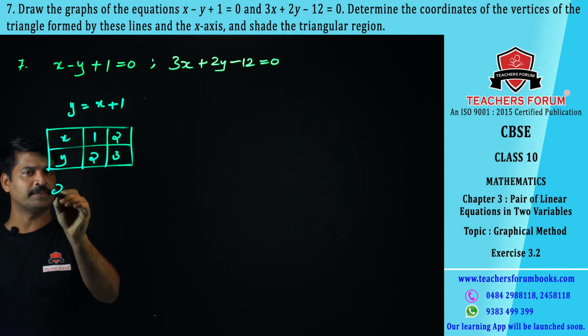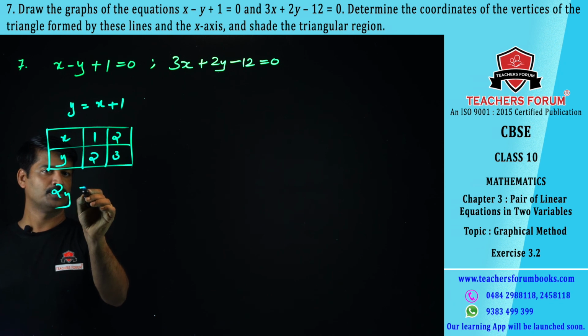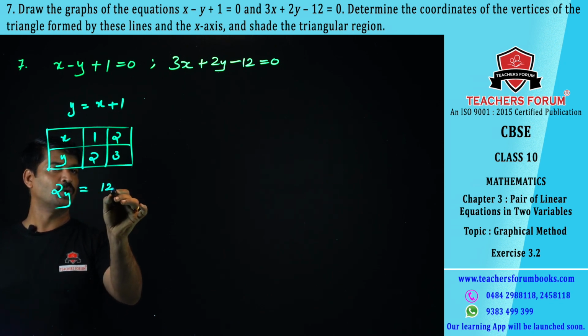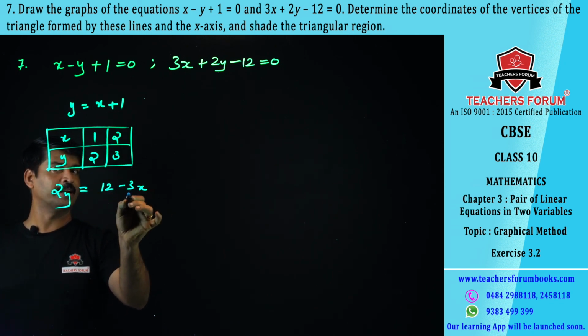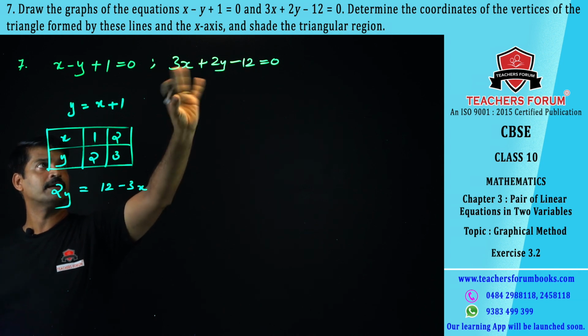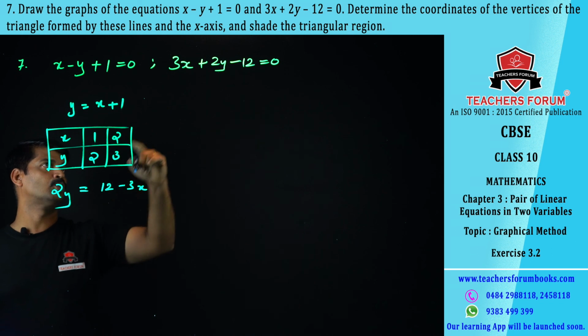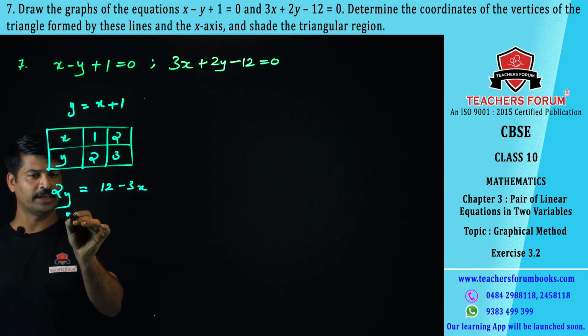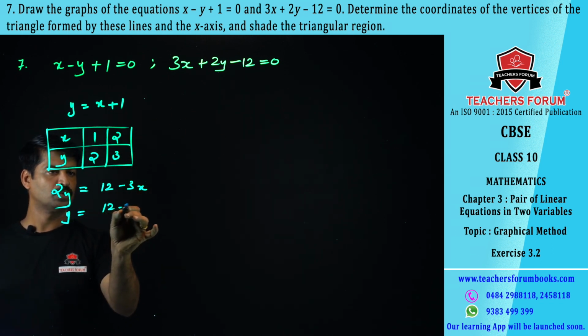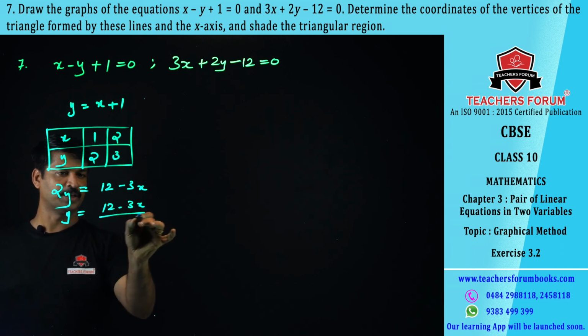From the second equation, let us find out what is 2y. 2y is equal to 12 minus 3x. Am I right? Keep 2y here, other two terms take to the right side. So 2y will be equal to 12 minus 3x. Now what is y? y is equal to (12 minus 3x) by 2.